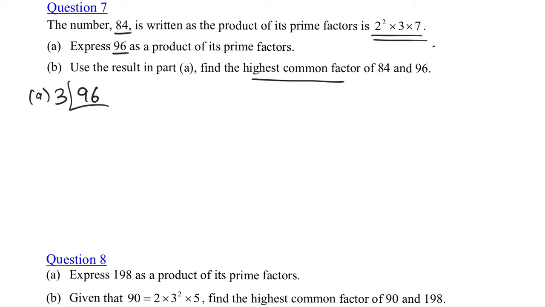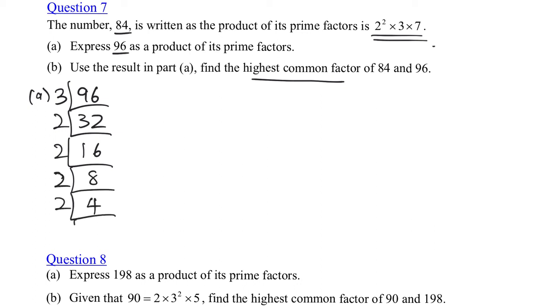Divide by 3, I get 32. Divide by 2, I get 16. Further divide by 2, 8. 2 some more, 4, 2, 2, 1. Okay, so now 96 can be expressed as, let me see, 1, 2, 3, 4, 5, 5 2s and 1 3 multiplied to each other. So that's part A, which is prime factorization.